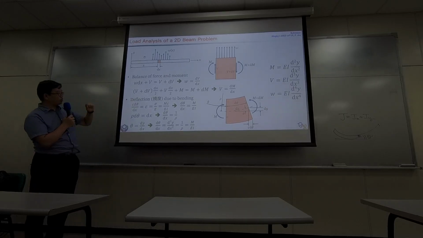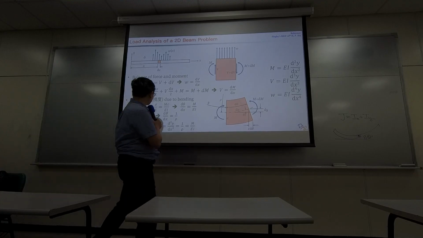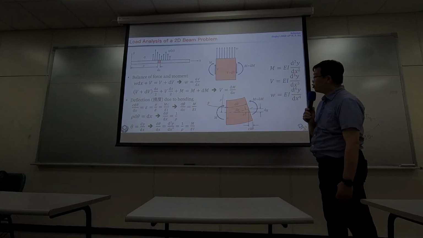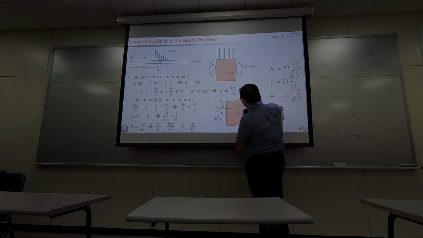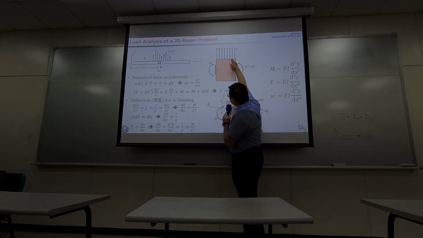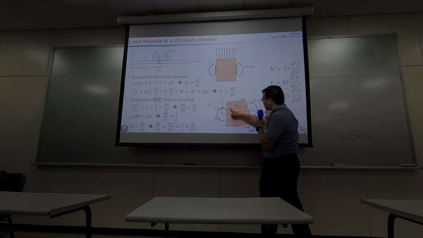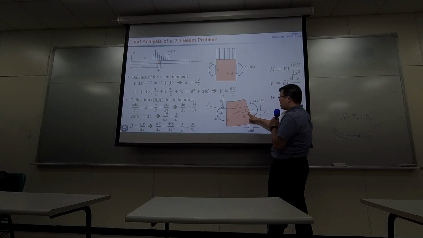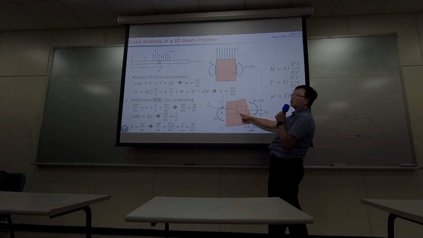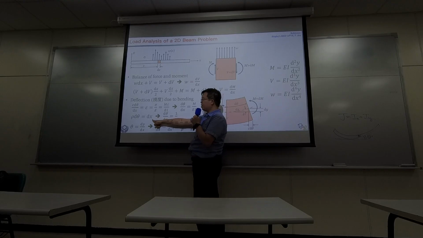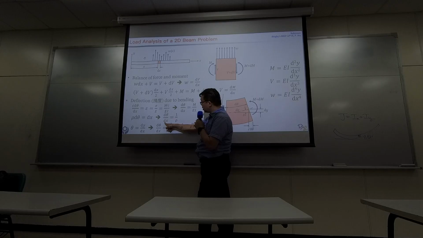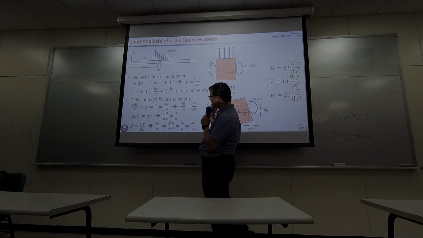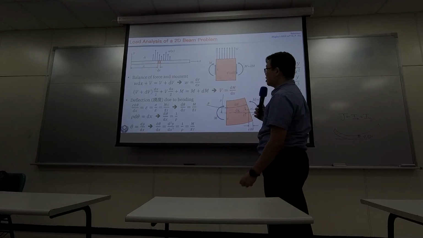Okay, that's the first equation. Now, let's go through the second one. If you look at the entire curvature, the radius of the curvature times the d theta equals the arc length. And the arc length right here basically equals dx. That's why you have this equation. So over here, d theta over dx equals 1 over rho. Did you see this and this are the same thing? So you can relate them together.